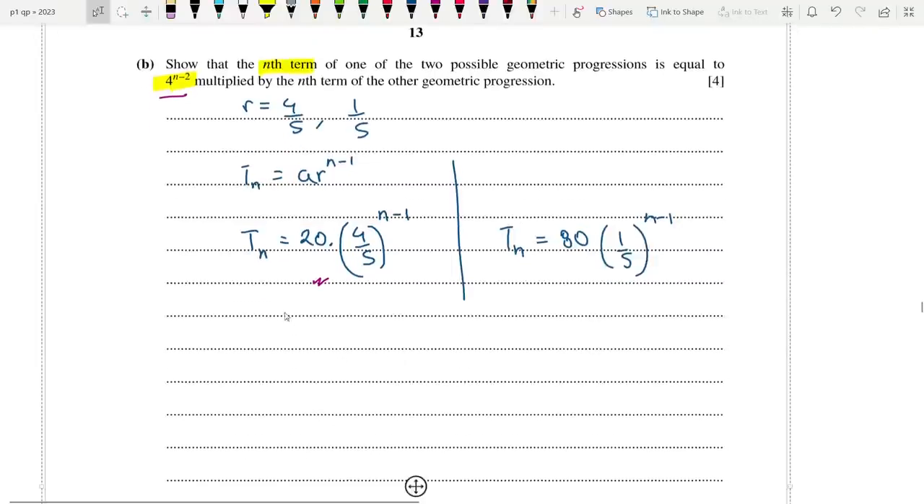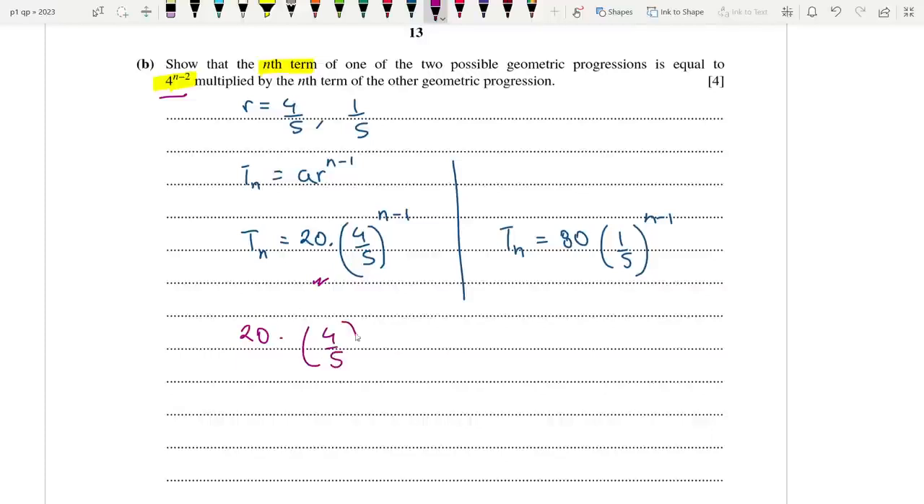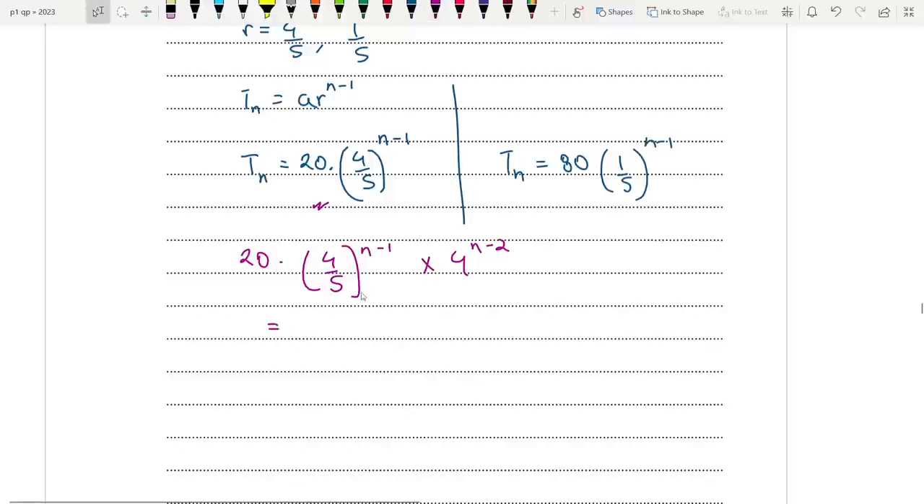So one of the methods is this. For example, 20 times 4 by 5 to the power n minus 1 times 4 to the power n minus 2. Let's see where we end up. So I can actually take the 4 away. Can I do this? 20 times 1 by 5 to the power n minus 1 times 4 to the power n minus 1 into 4 to the power n minus 2. I just took the 4 away from 5. Both of them have the same power still. Now these 4s, what can I do with them? Check this.